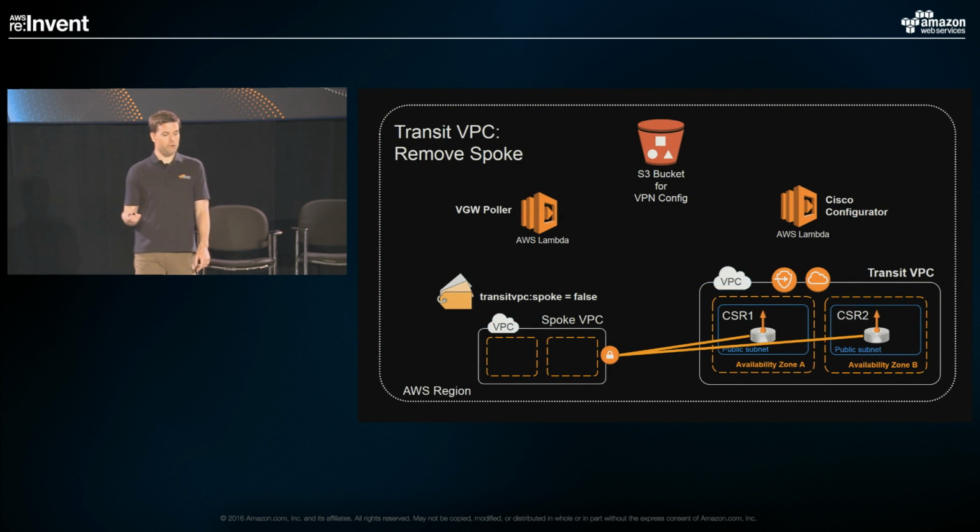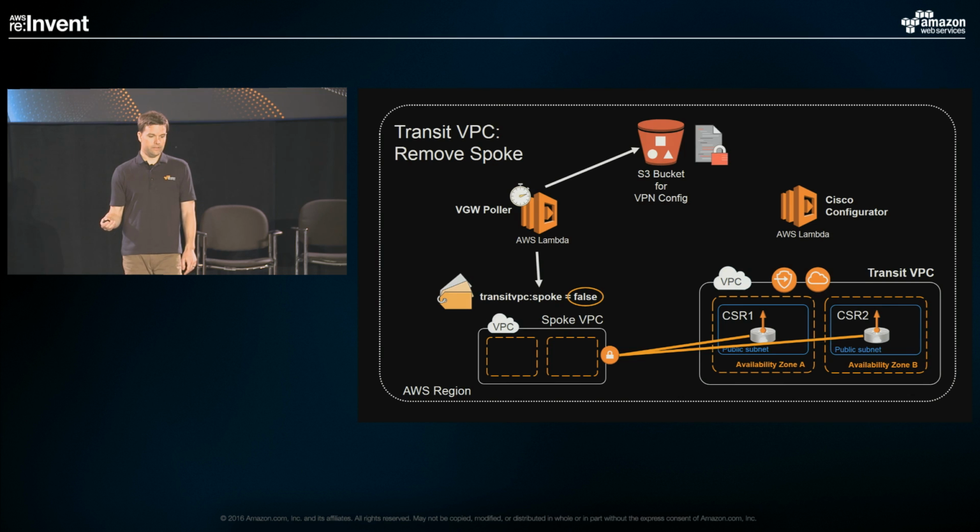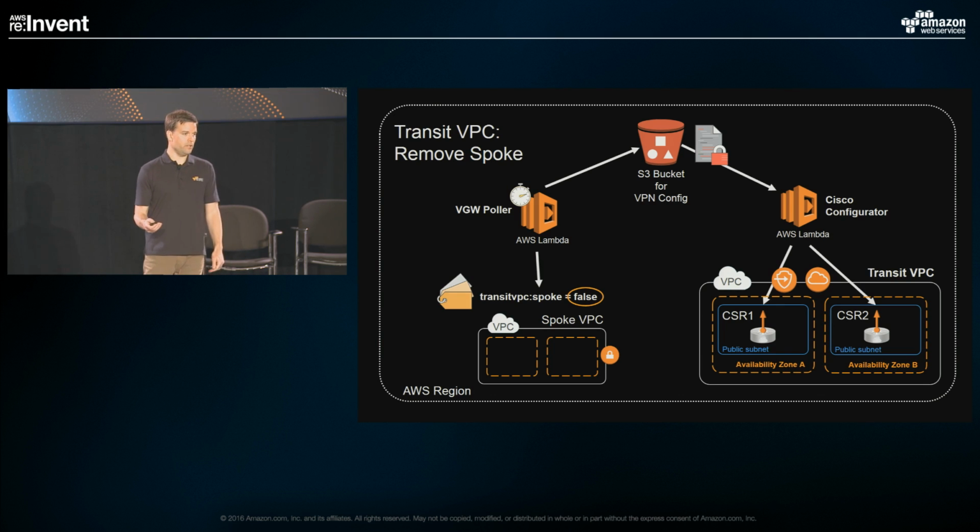And the same is for removing spokes. All you have to do is change that tag, either false or blank it out or whatever. That poller is going to be running every minute and checking the state of that tag, and it will tear down that connection, push the new configuration that has removed those connections. Cisco configurator Lambda function will launch, and it will reconfigure your routers for you automatically.